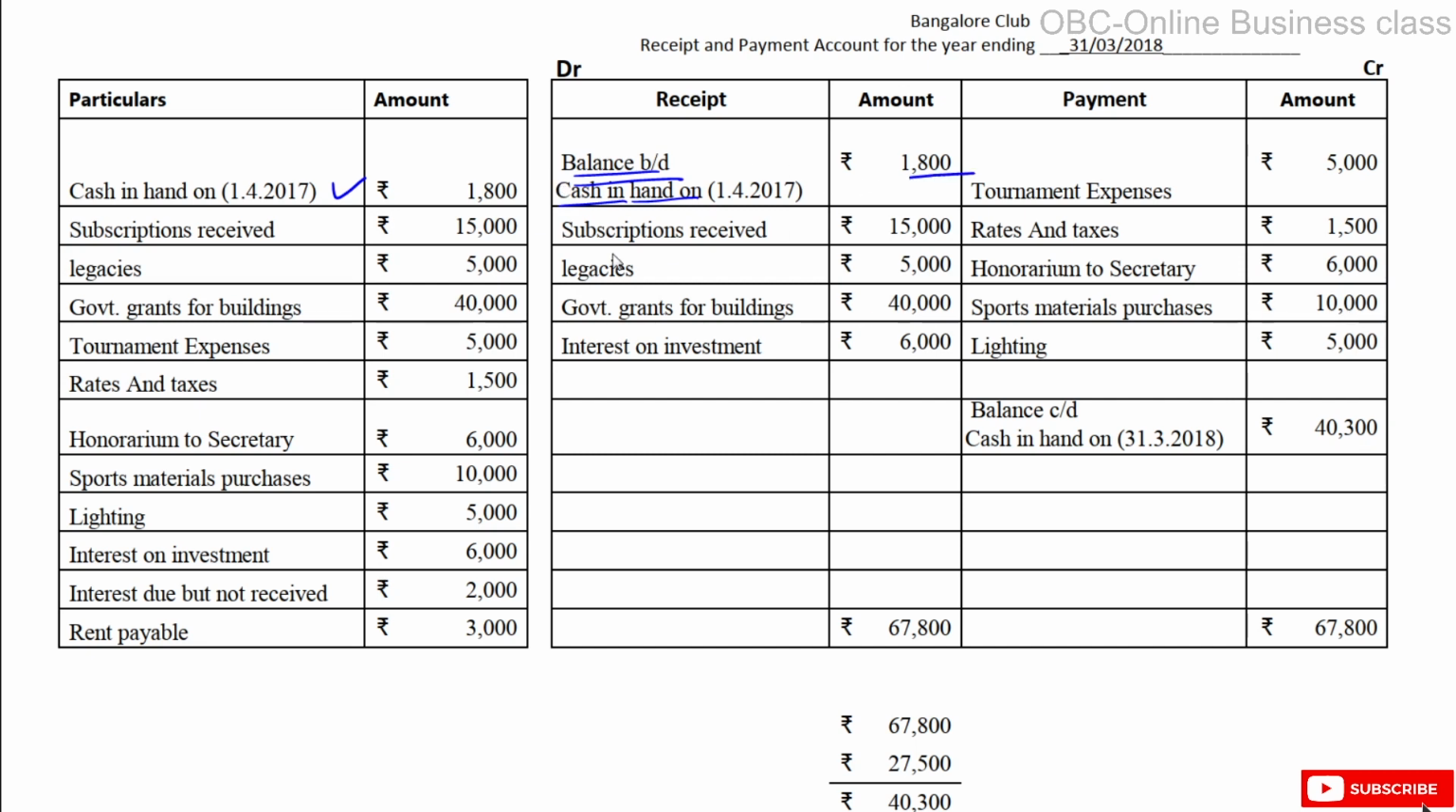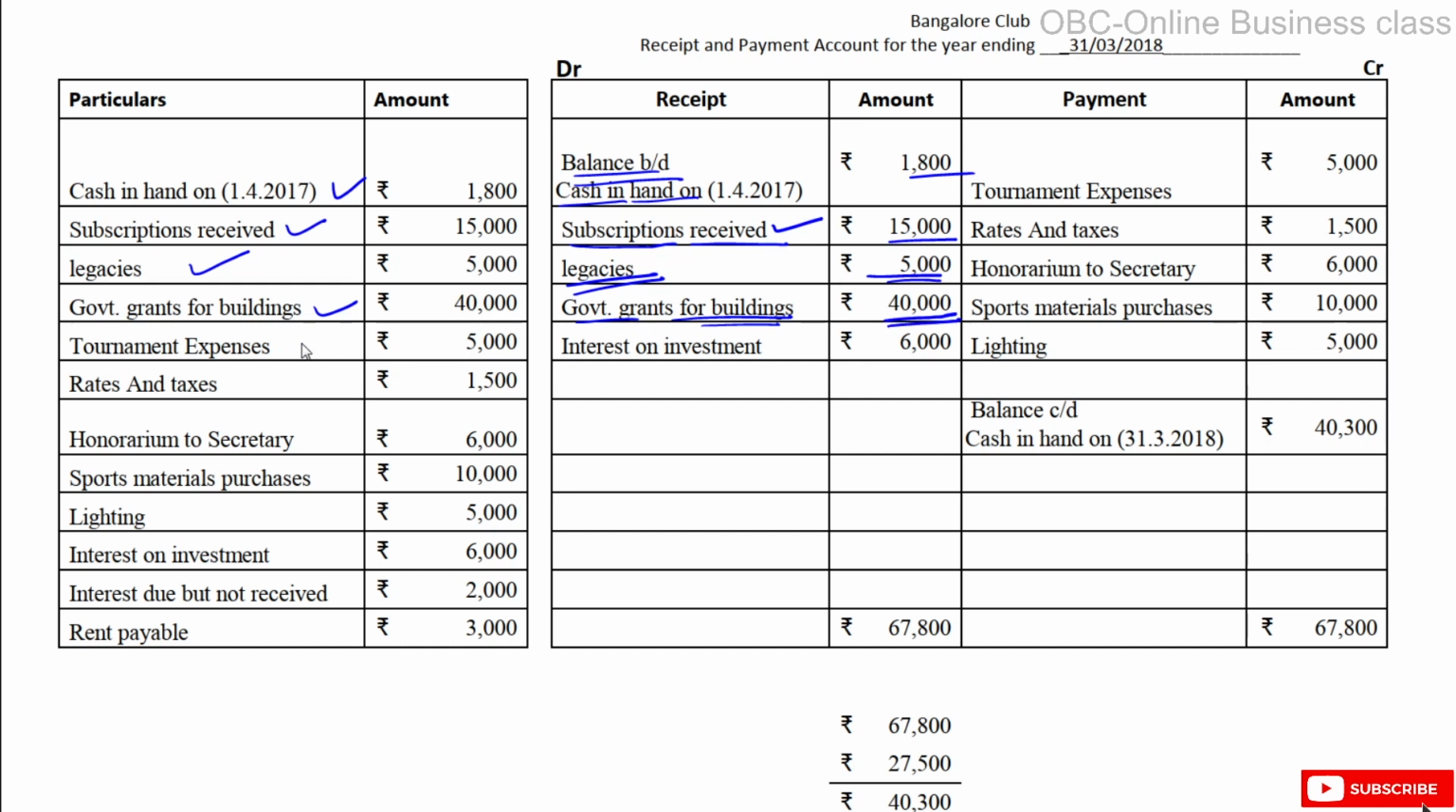Next is subscription received. That's an income that will be recorded in the receipt side, so subscription received 15,000 rupees. Next is legacies. Legacies is also an income that will be posted in the receipt side, so 5,000 rupees from legacies. Next, government grants for building. Government has given grants to build a building, so that will be considered a receipt, so we will enter in the receipt side 40,000 rupees.